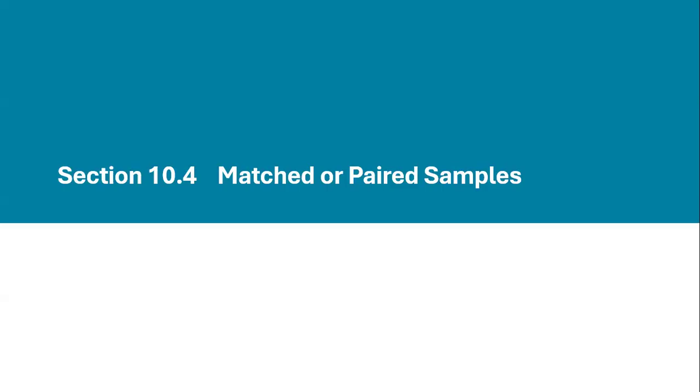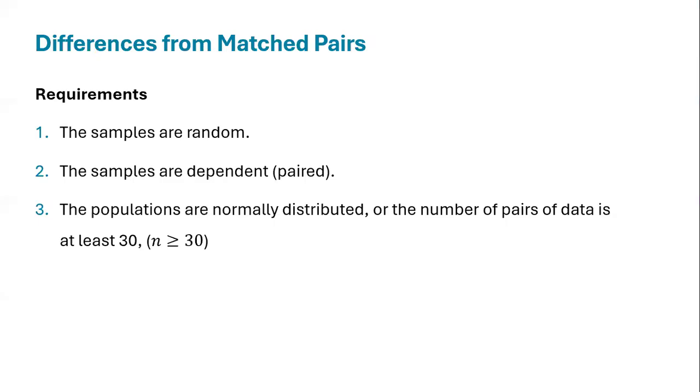Dependent sample means for every value in the first sample, we have a corresponding value in the second sample. The samples that are dependent are usually samples coming before and after a type of treatment or classes, or they are the same subject, but recorded before and after something. So that's why we call them matched or paired samples.